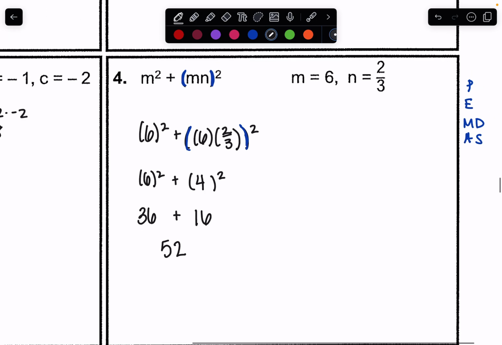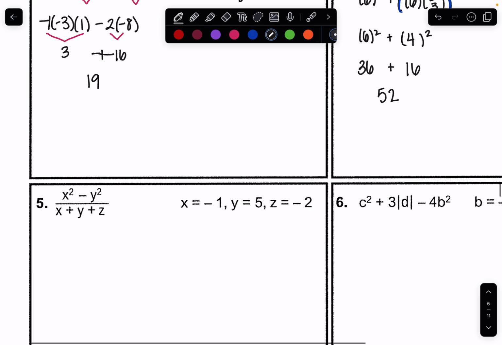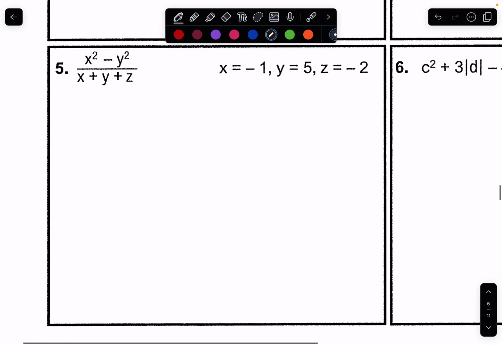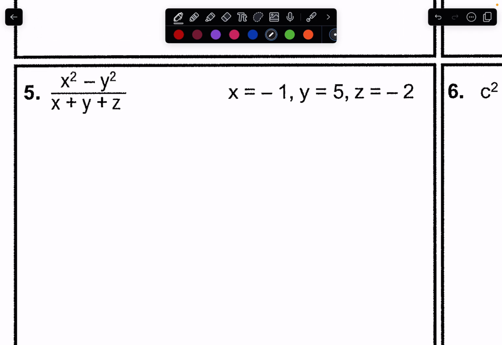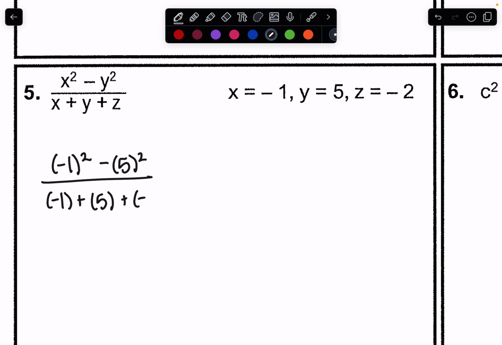All right, let's go ahead and look at number 5. So number 5, this is another example of something that looks a little bit more challenging, but it's just like the warm-up. We simplify the top, simplify the bottom, and then I move on. So let's go ahead and plug everything in. So for number 5, we have x squared. That's negative 1 squared minus y squared. Y is 5, so that's minus 5 squared all over x, which is negative 1, plus y, which is 5, plus z, which is negative 2.